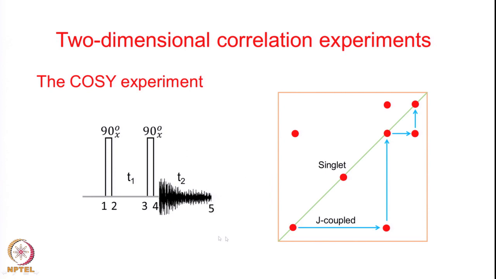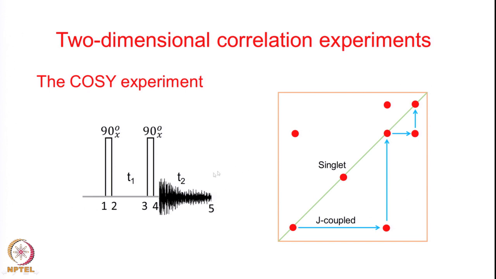It is an experiment with two pulses. You start with a 90 degree pulse, it can be X or Y, but conventionally we are simply sticking to X all the time, followed by a T1 evolution period, then you have another 90 degree X pulse, followed by the detection during the period T2. So the 90x pulse is the preparation, then you have the evolution. The second 90x pulse acts as the mixing pulse in the generalized context of 2D spectroscopy, and then you have the detection of the signal during the T2 period.